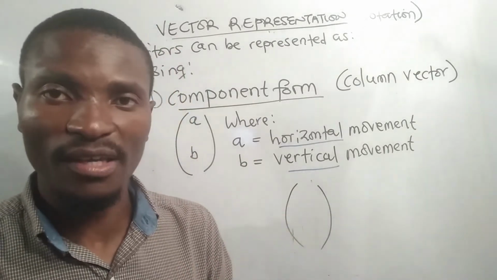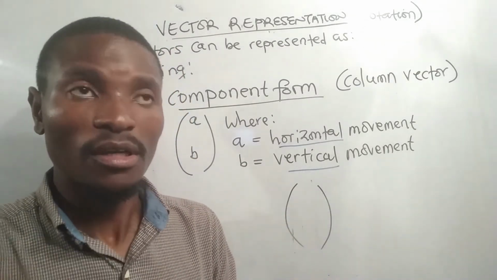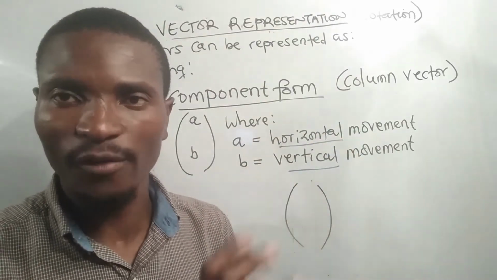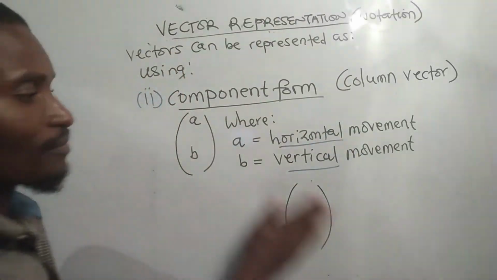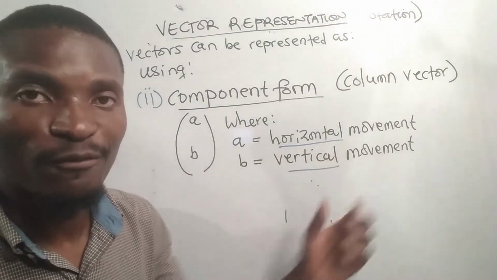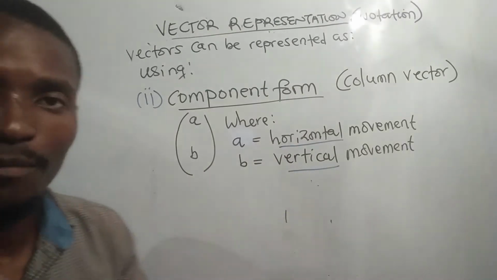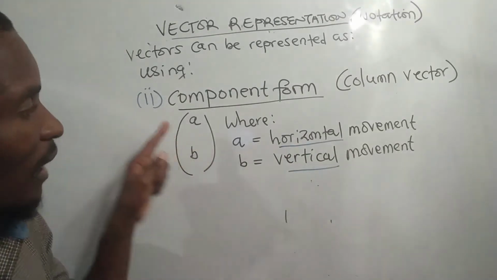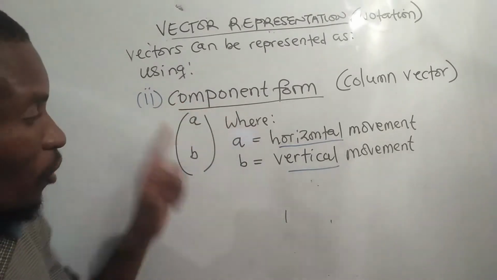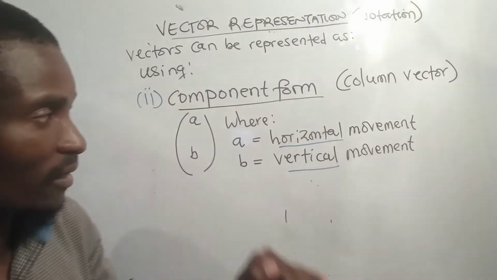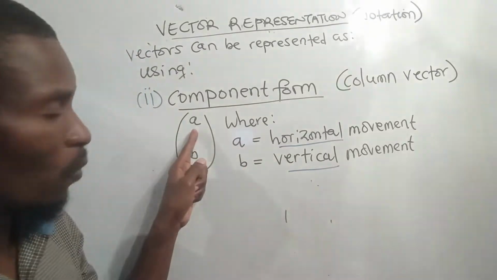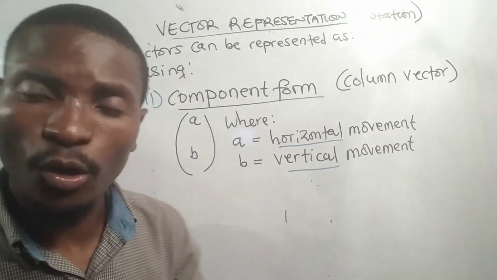So don't forget that we are just talking about columns, something like a vertical or y-axis concept. So now, in column form or component form, what I'm supposed to understand is that I can have a value A on top and then another value B at the bottom, where just that value A, which can be anything, means horizontal movement.